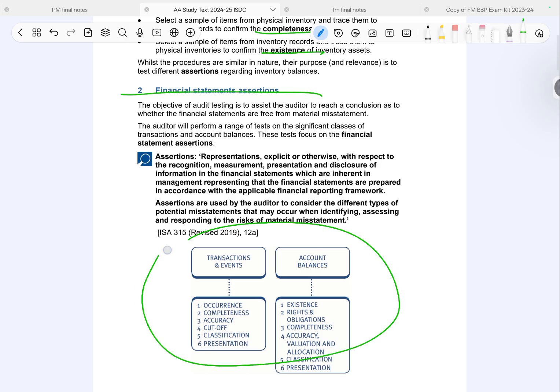These are our assertions, and I'm going to revise these assertions in this video also, but if you want a more detailed or simpler understanding of these assertions, I've created a video on that also. You can just find it on my channel.